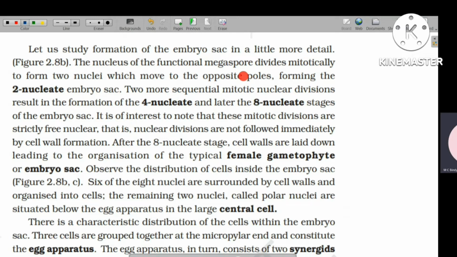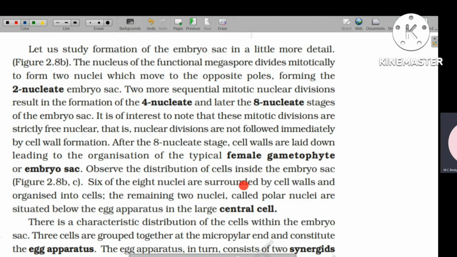The nucleus of the functional megaspore divides mitotically to form 2 nuclei which move to the opposite poles, forming the 2-nucleate embryo sac. 2 more sequential mitotic nuclear divisions result in the formation of the 4-nucleate and later 8-nucleate stages of embryo sac. It is of interest to note that these mitotic divisions are strictly free nuclear. That is, nuclear divisions are not followed immediately by cell wall formation. After the 8-nucleate stage, cell walls are laid down, leading to the organization of the typical female gametophyte or embryo sac.